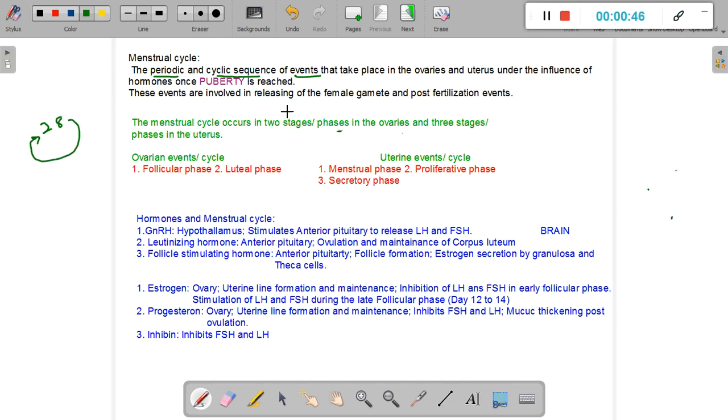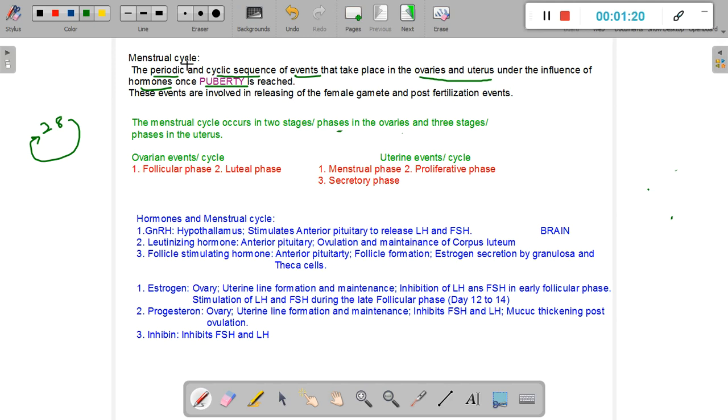It's a cyclic event. And where does this event take place? It takes place in the ovaries and the uterus under the influence of hormones once puberty is reached. So the menstrual cycle involves two organs, and these two organs and this particular process cannot take place in the absence of hormones, and these hormones are only functional after puberty. This process takes place only after puberty is reached. What is puberty? When a female is mature sexually, she can successfully reproduce and produce young ones.